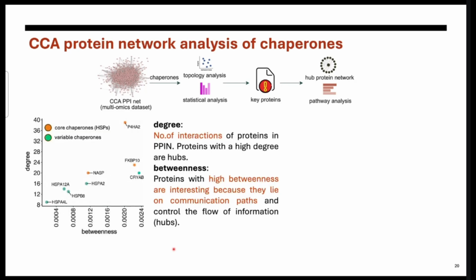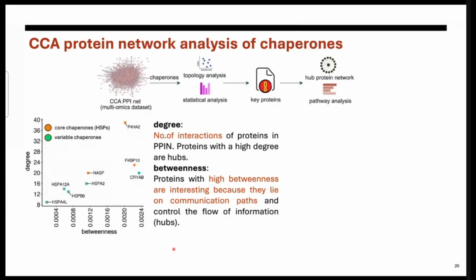Here you see in this scatter plot the statistical analysis I just mentioned, where we used something called degree and betweenness. In simple terms, degree means the number of interactions of a protein in the protein-protein interaction network. High betweenness shows that a particular protein is very important in the signaling network.